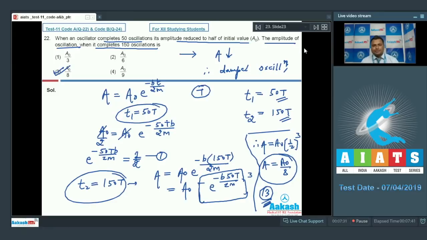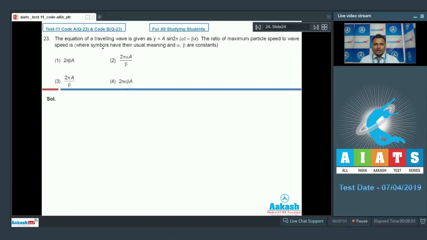Now move on to the next, that is number 23. So here is question number 23, everyone. The equation of a traveling wave is given by y equals a sine 2 pi, alpha t minus beta x. The ratio of maximum particle speed to wave speed will be what? Where alpha and beta are constants.